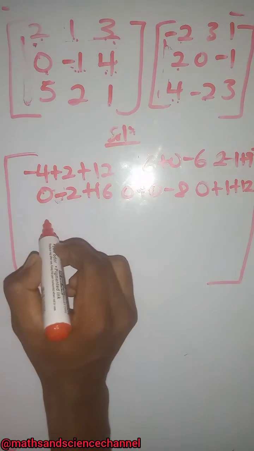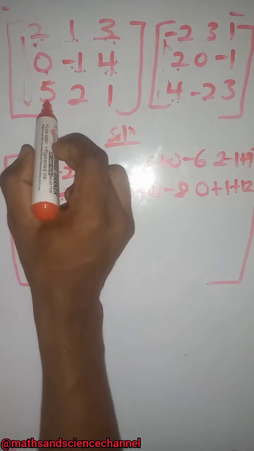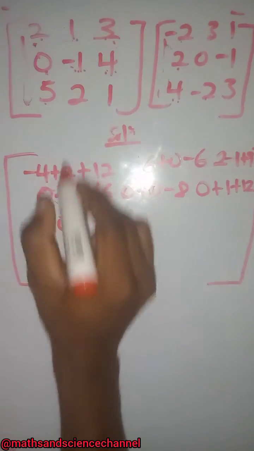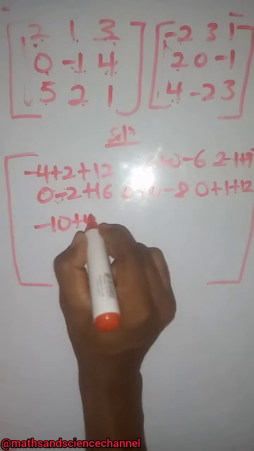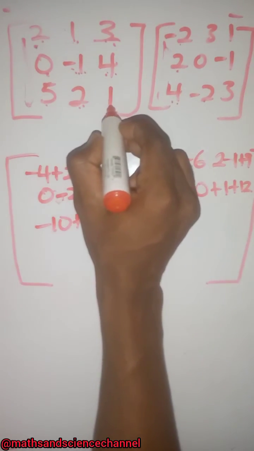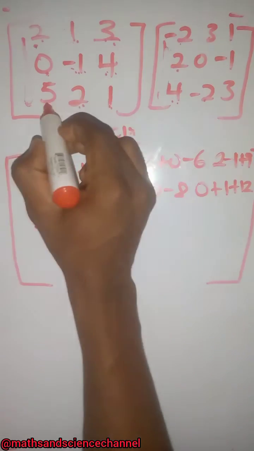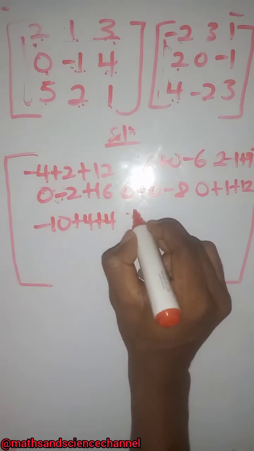Now let's go into the last row. For the last one, we have 5 multiplied by negative 2 here. We have this to be negative 10. 2 multiplied by 2 here gives us positive 4. Positive 1 multiplied by 4 here gives us 4. Now 5 multiplied by 3 here gives us 15.